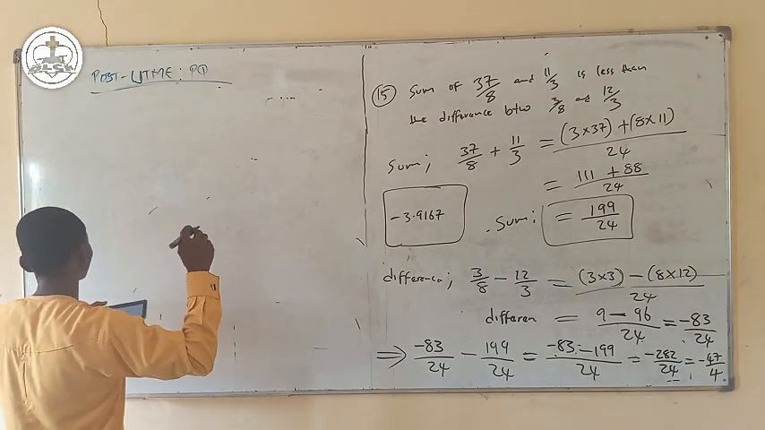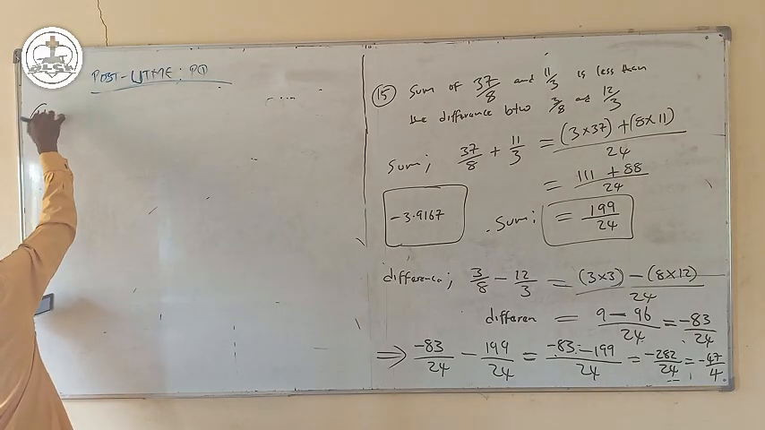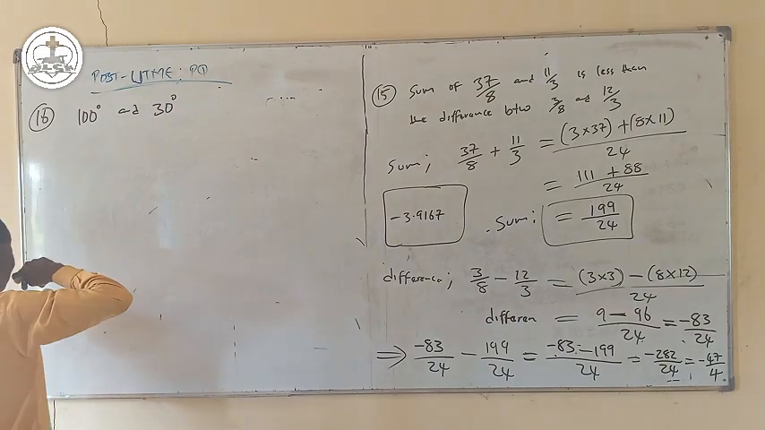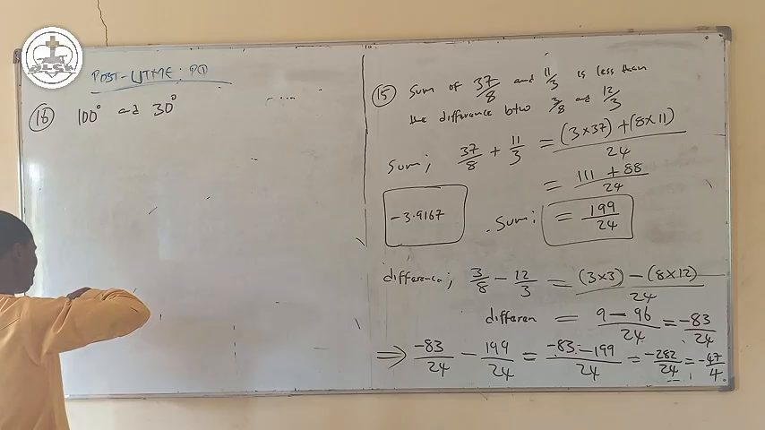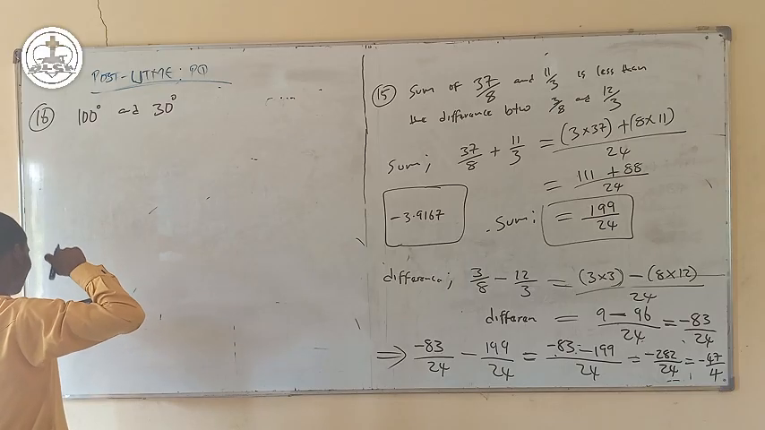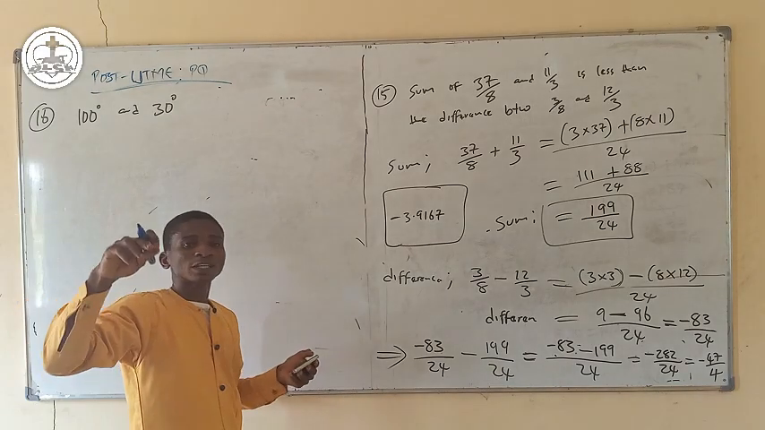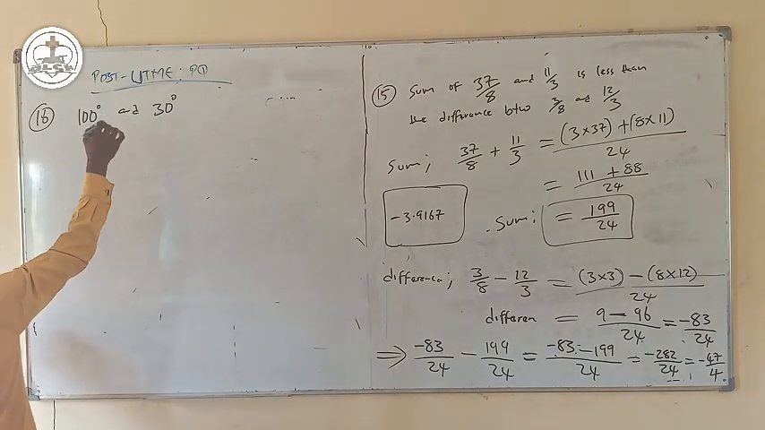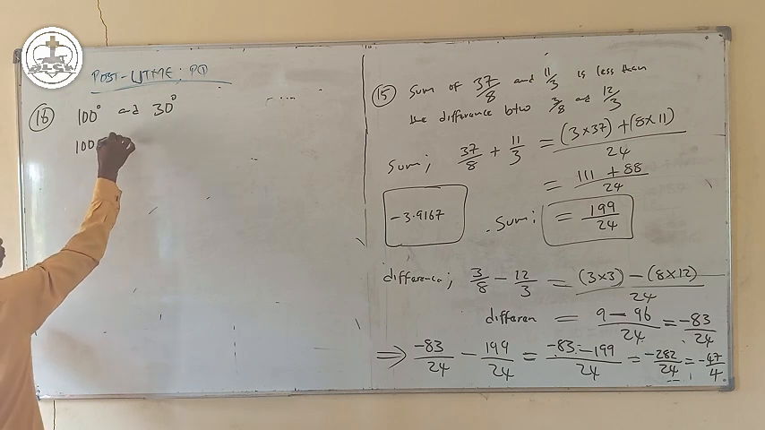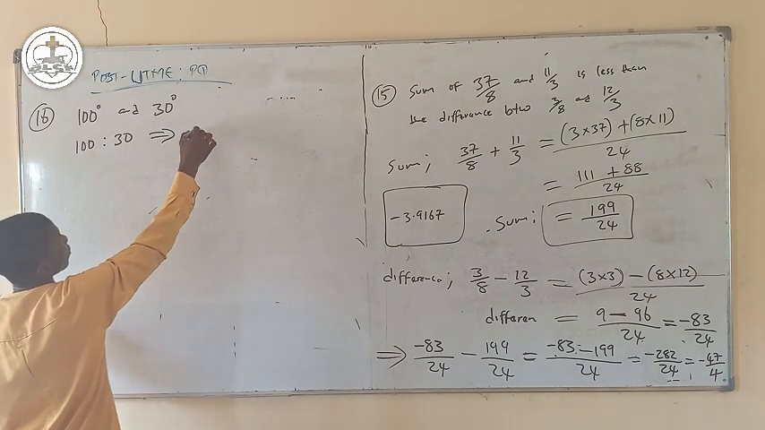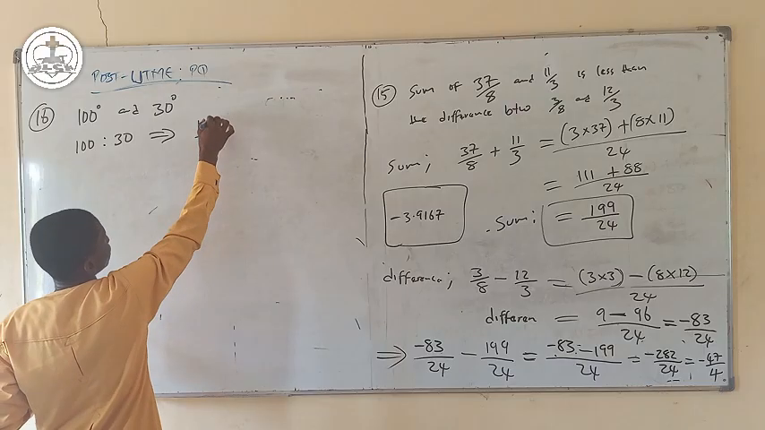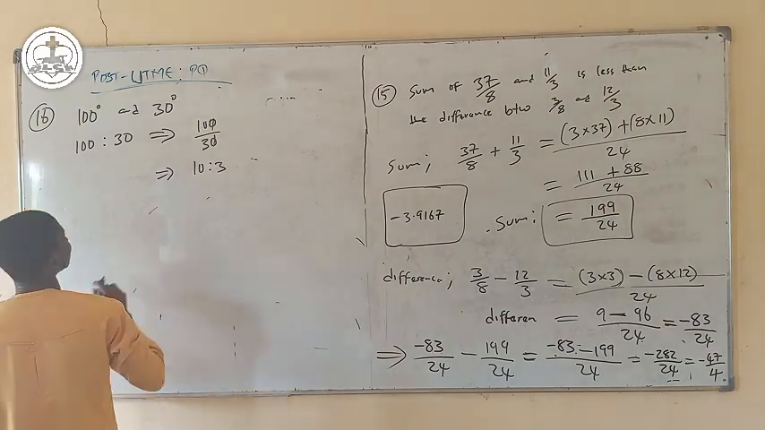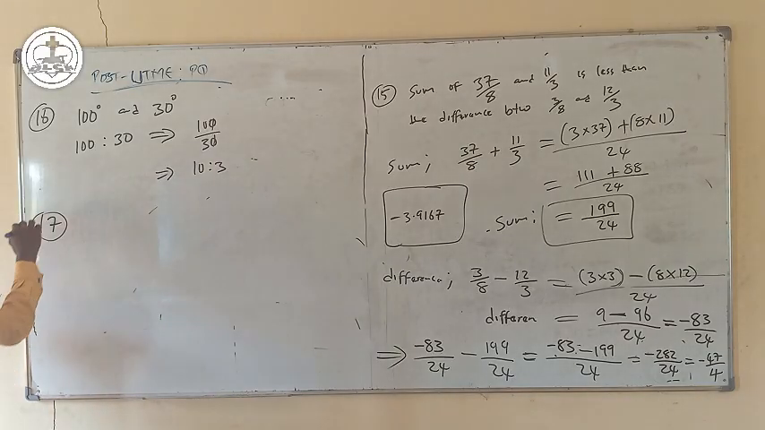So we have two sectors subtending an angle of 100 degrees and 30 degrees. They are at the center of the circle. Their corresponding arcs are in the ratio. The corresponding arcs will be in the same ratio as the angle subtended. So it is going to be in the ratio of 100 to 30. So this is going to be 100 divided by 30. We cancel. So our ratio will be 10:3. We're going to have 10:3 here. Then our next question.